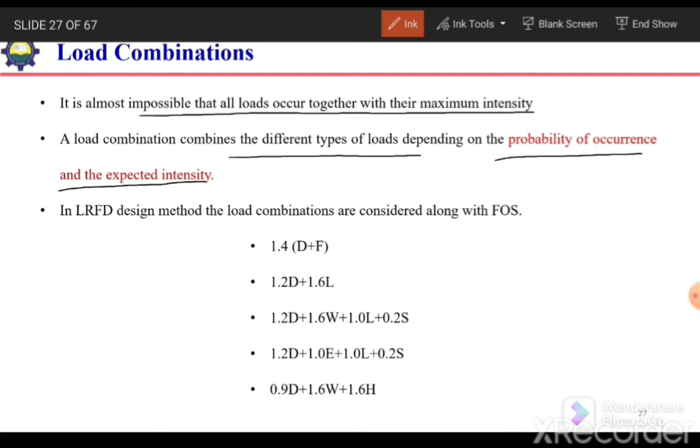So in LRFD design, the load combinations are considered along with the factor of safety. In case of ASD, we combine the loads without adding the factor of safety, but in case of LRFD, we combine the loads as well as factor them. For example, here we have combined the dead load and flood load, but we have also multiplied them with a factor of safety. Here dead load and live load are multiplied with the factor of safety. And this factor of safety is again based on the expected intensity.